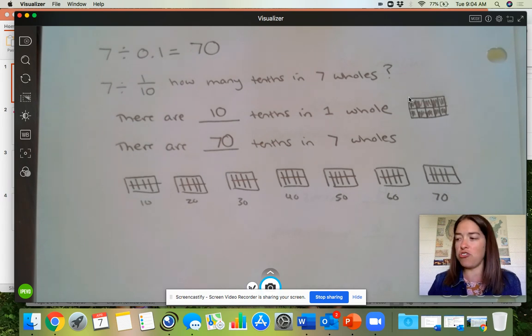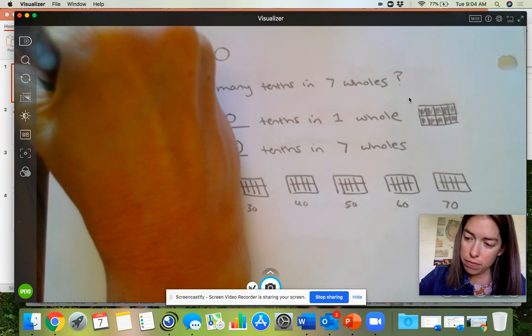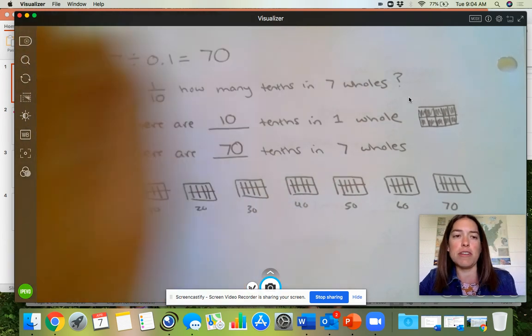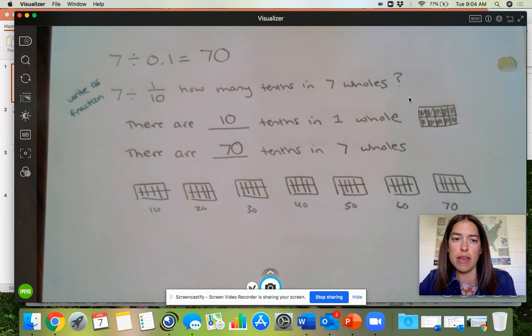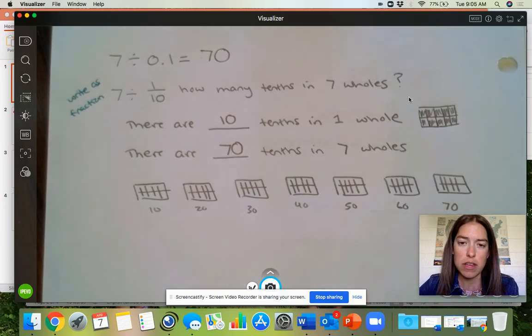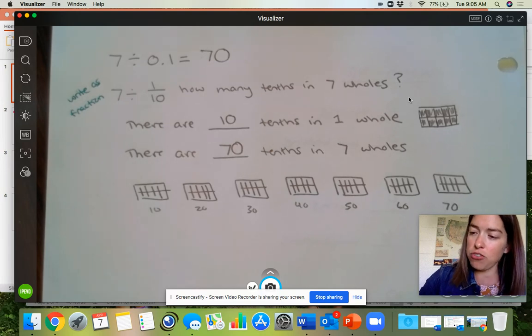Let's just review the steps that we just did. The first thing that we did after looking at our division problem with a decimal is we wrote it as a fraction. If you want to add this to your notes so you have these steps, the first thing we did is we wrote it as a fraction. And we asked ourselves, how many tenths in 7 wholes? Then we compared it to how many tenths we know are in 1 whole. So we just set up this kind of proportion right here where we can ask ourselves, well, if there are 10 tenths in 1 whole, we know how many tenths are in 7 wholes. So I can just call this comparing to 1 whole.